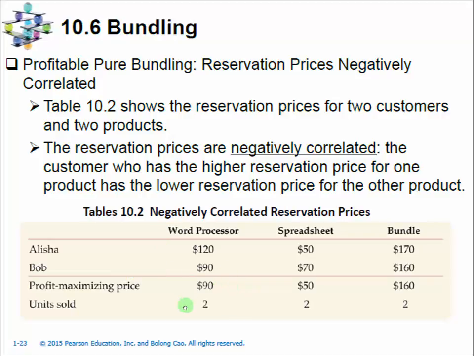When we price them separately, we can only bring in $280, but if we use pure bundling, we can generate a producer surplus of $320. So in this example, we have seen that when the reservation prices of the consumers are negatively correlated, pure bundling gives us higher producer surplus, or more profit.